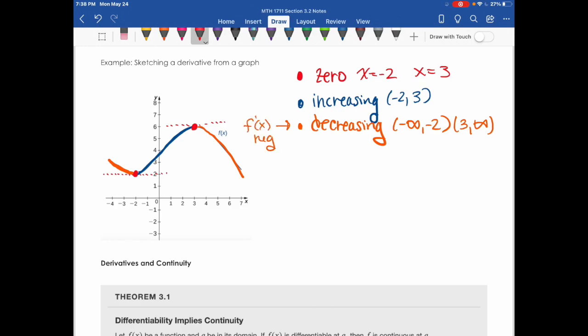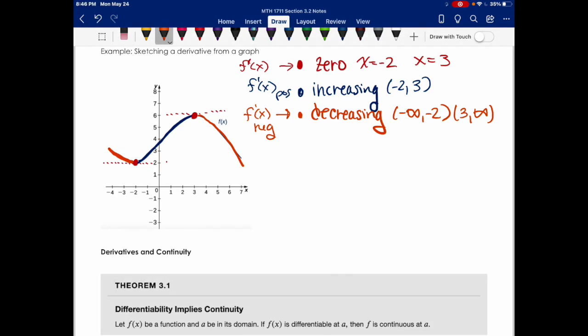So this is where my derivative should be negative. This is where my derivative should be 0 and touch the x-axis. And this is where my derivative should be positive, so it should be above the x-axis. So now let's use this information to actually sketch the graph of the derivative.